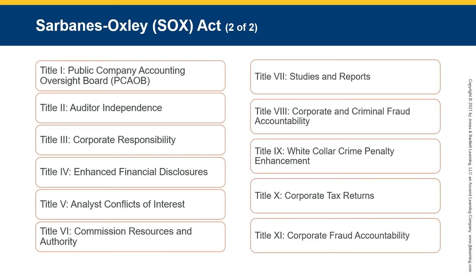The Sarbanes-Oxley Act. Title I, Public Company Accounting Oversight Board. Title II, Auditor Independence. Title III, Corporate Responsibility. Title IV, Enhanced Financial Disclosure. Title V, Analyst Conflicts of Interest. Title VI, Commission Resources and Authority. Title VII, Studies and Reports. Title VIII, Corporate and Criminal Fraud Accountability. Title IX, White Collar Crime Penalty Enhancement. Title X, Corporate Tax Returns. Title XI, Corporate Fraud Accountability.